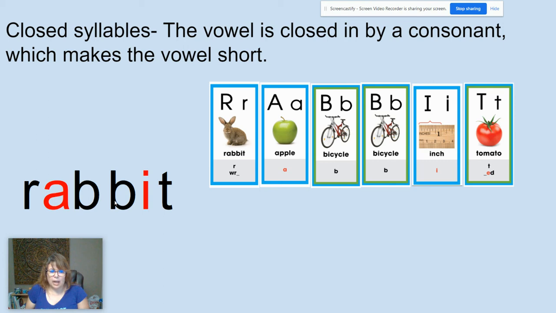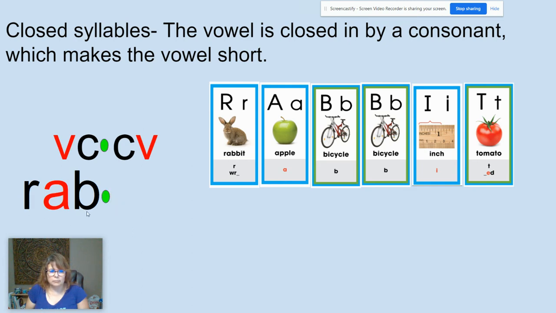Whenever I have this pattern, I already know that I'm going to separate between these two alike consonants because I have a vowel, consonant, consonant, vowel there. So now I'm going to separate between these two. I know this is my first syllable. It ends with a consonant, so I know this is a short a. So we say ab, rab. Then I look at my second syllable. It ends with a consonant, so I know it's a short i. So we say b, it, bit. So we say rabbit. Word, rabbit.